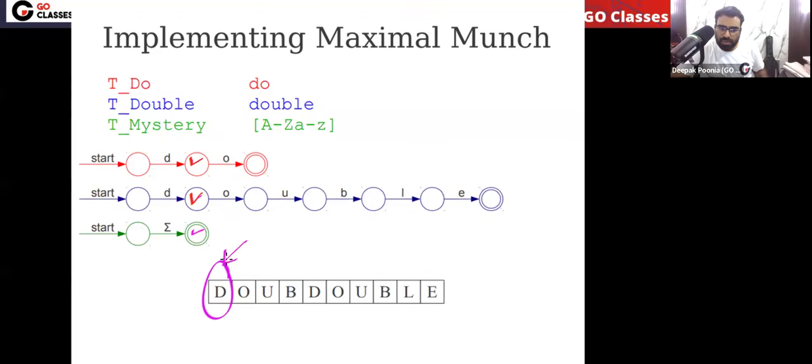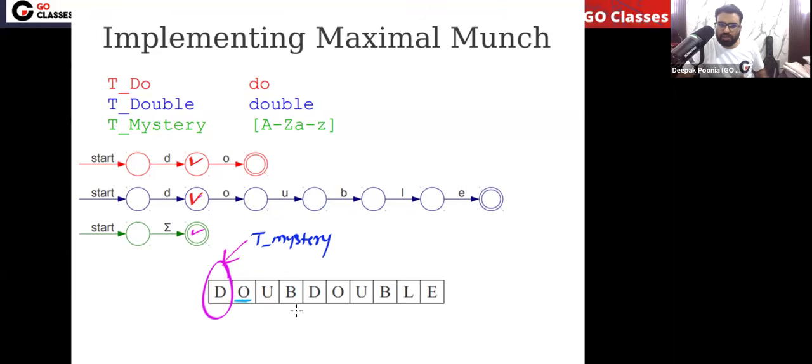So you can mark it here. You can mark that this is the last matching regular expression so far, because you are in the final state. But remember, because of longest match, we will not generate this token immediately.